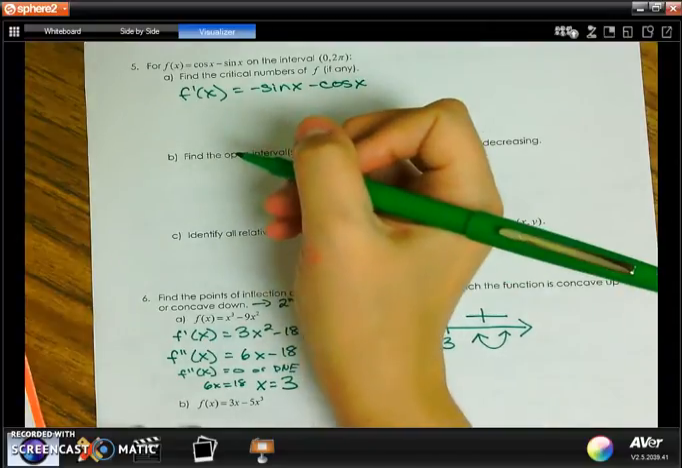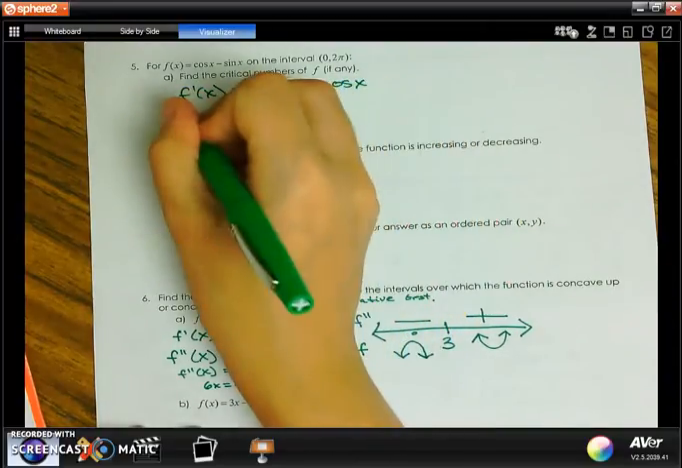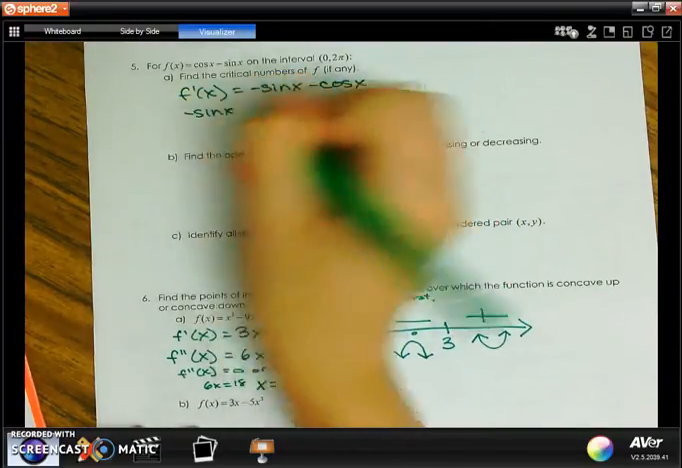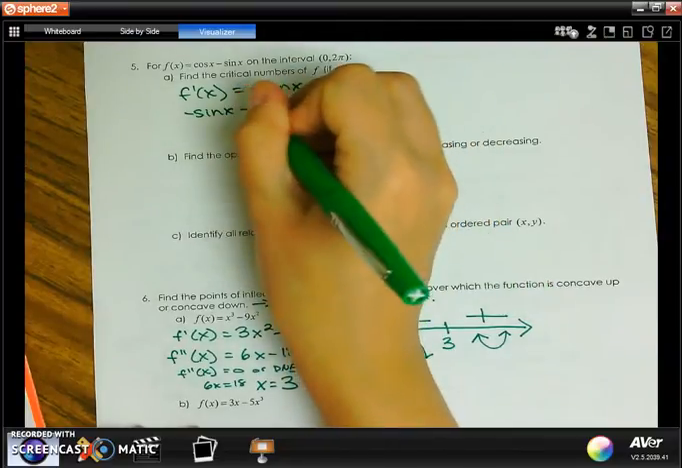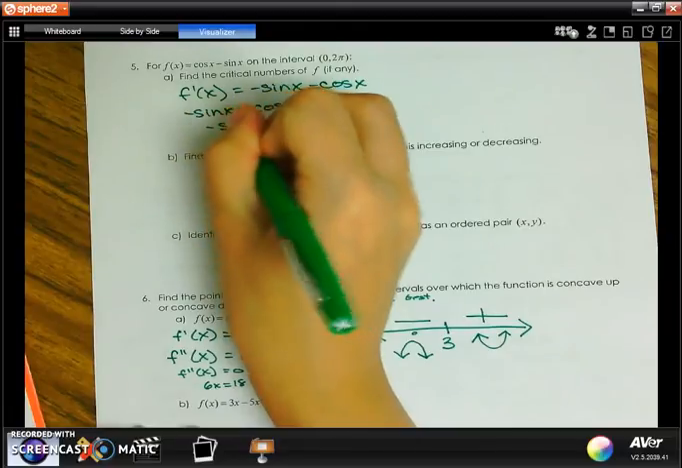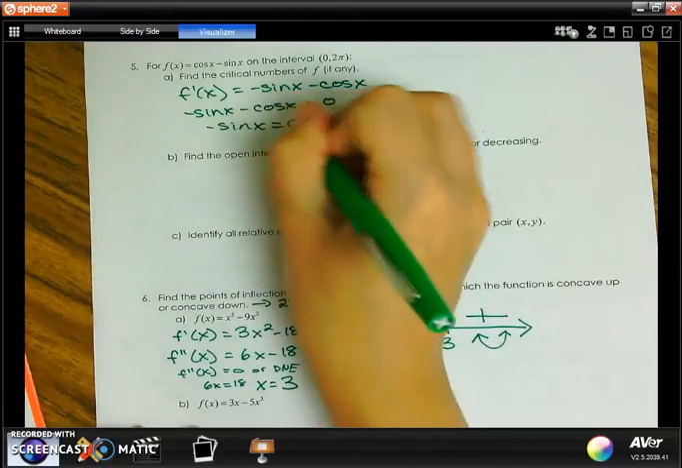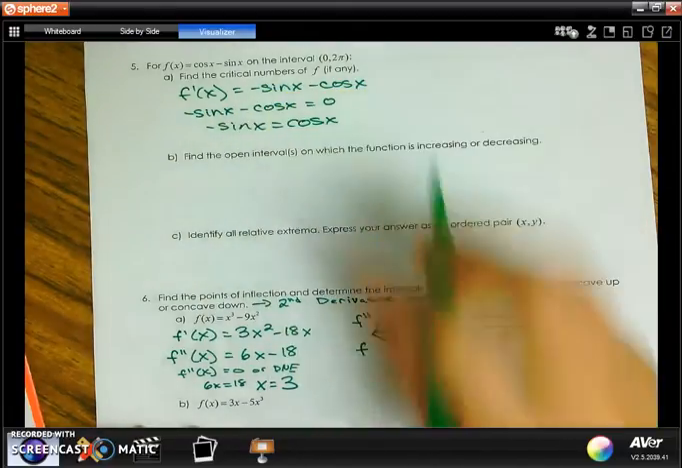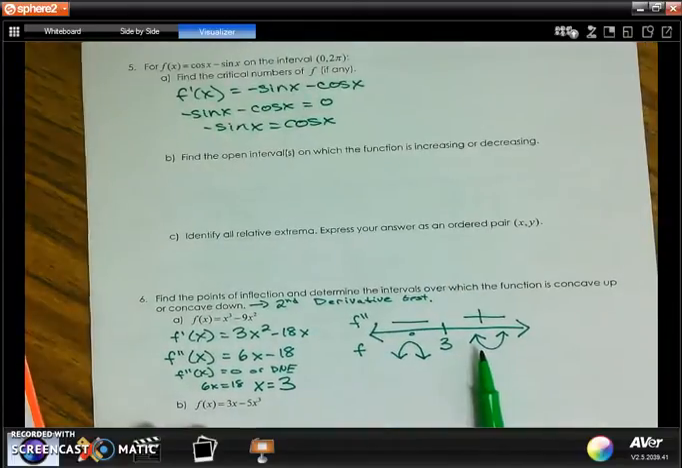So I take that and I set it equal to 0. This is one where people get a little bit confused, because when they set it equal to 0, they're like, well, I can move one of them over, but where in the world does cosine equal negative sine, or where does negative sine equal cosine?